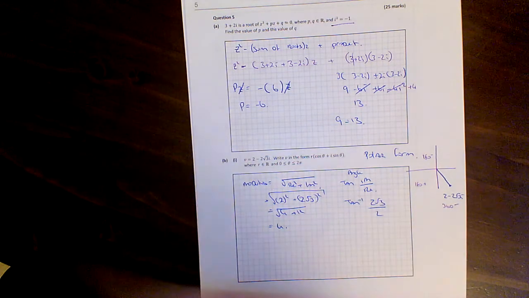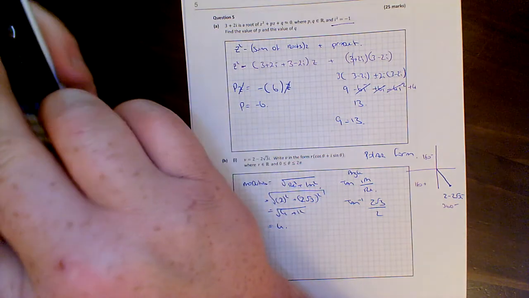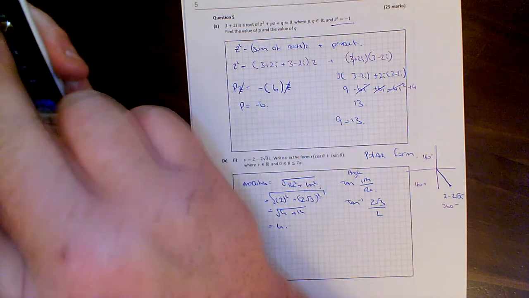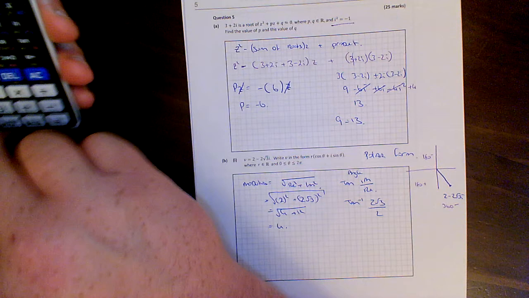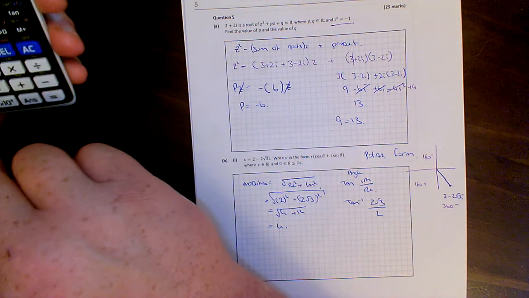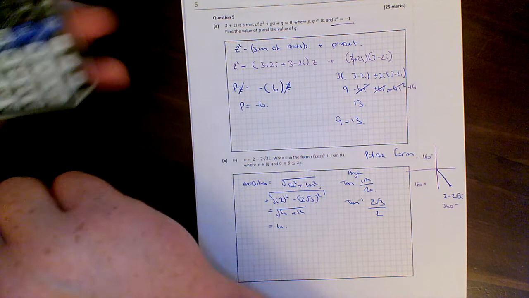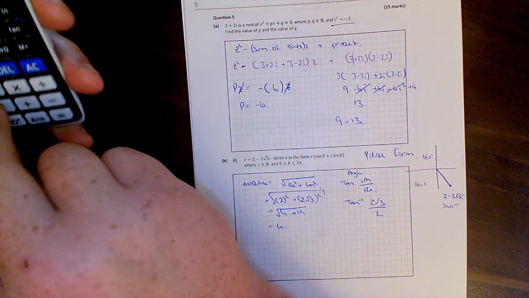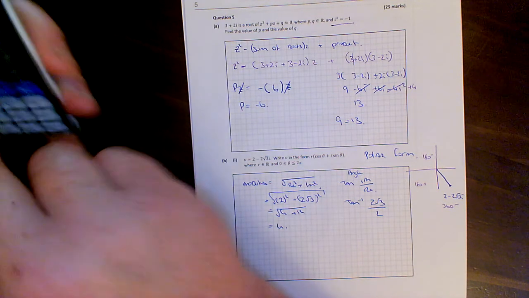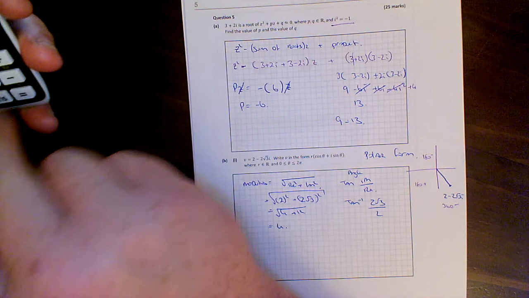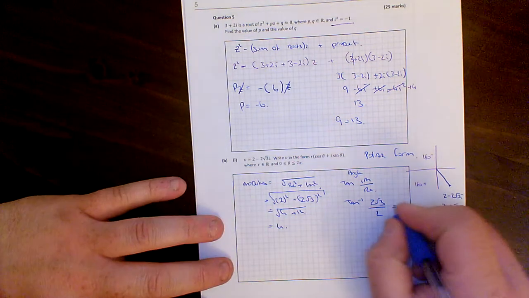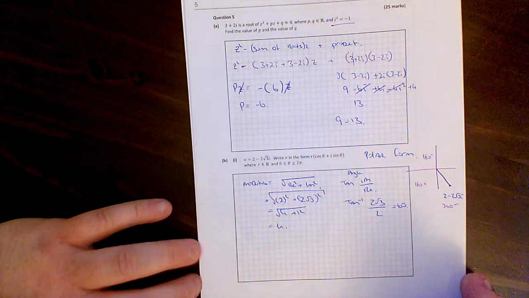Make sure your calculator is in degrees mode. Shift, calculator, and I'm pretty sure that's going to give you 60 degrees. But to check, type tan to the minus 1 of 2 root 3 over 2, using the fraction button, and yes, that's 60 degrees. Right, that's the two important parts done.